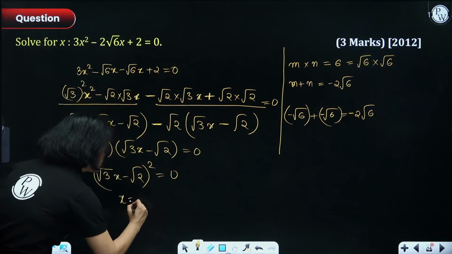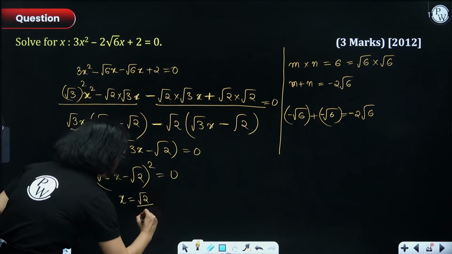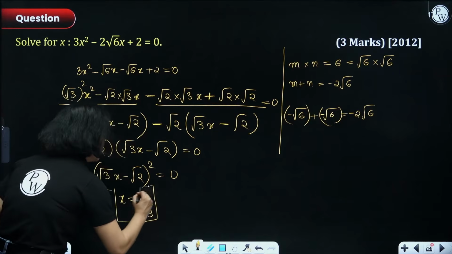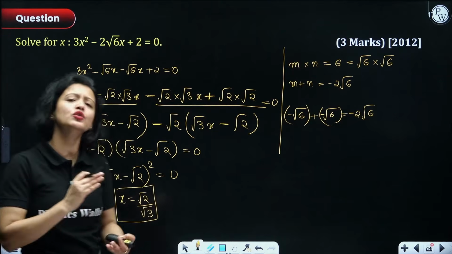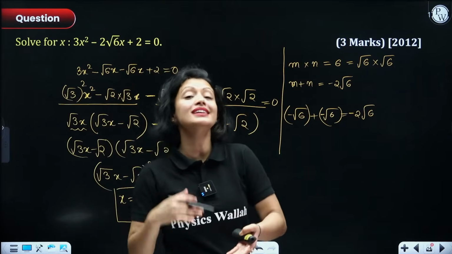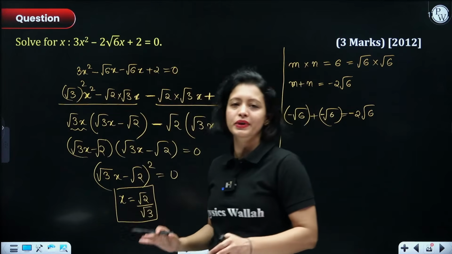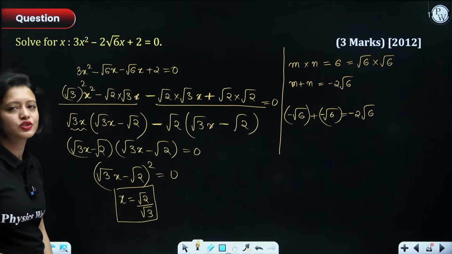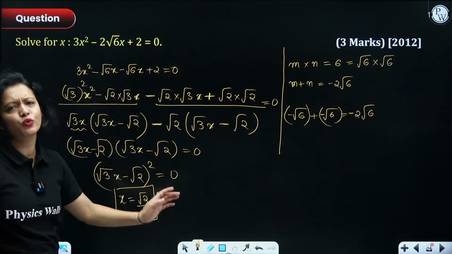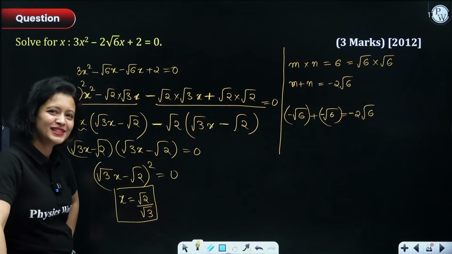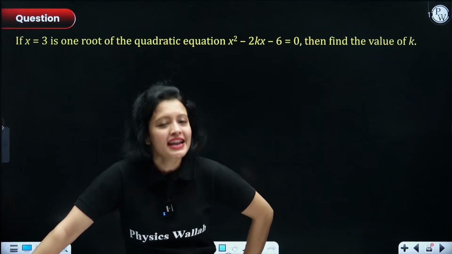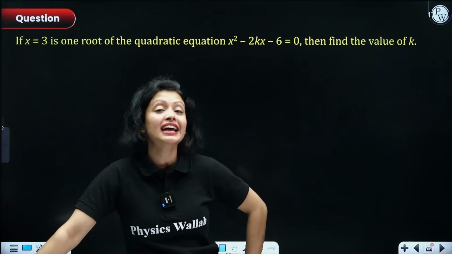But anyways, now what you will do, you will equate it to 0. So x is equal to root 2 over root 3. Now, here you are only getting one root, because the root is repeated. We'll understand repeated roots, don't worry about it. So the answer is x equals root 2 over root 3, or root 2 by 3. Simple. Chalo.